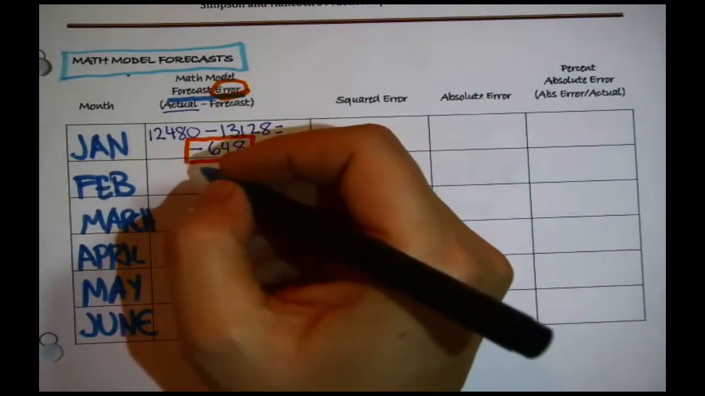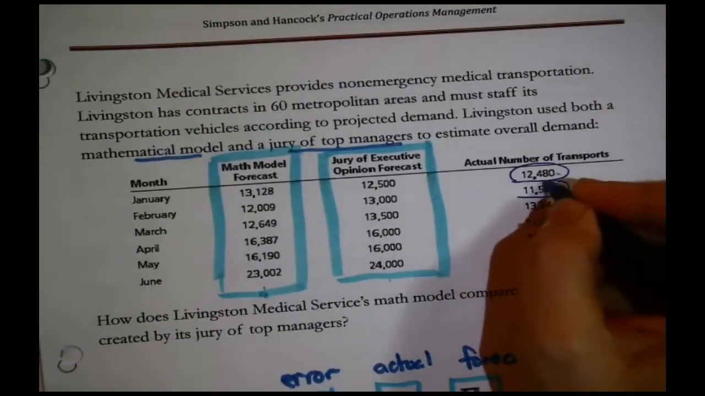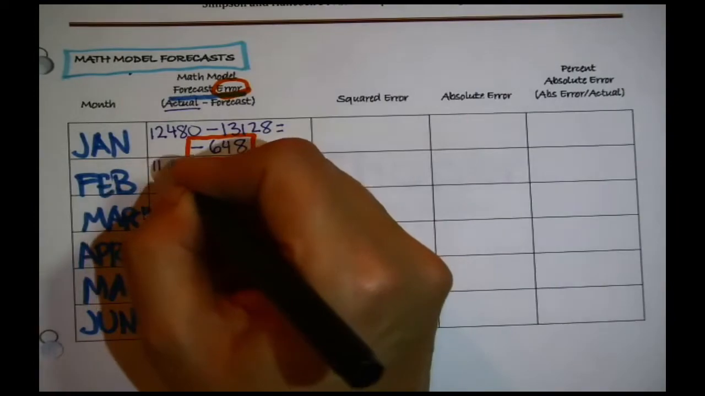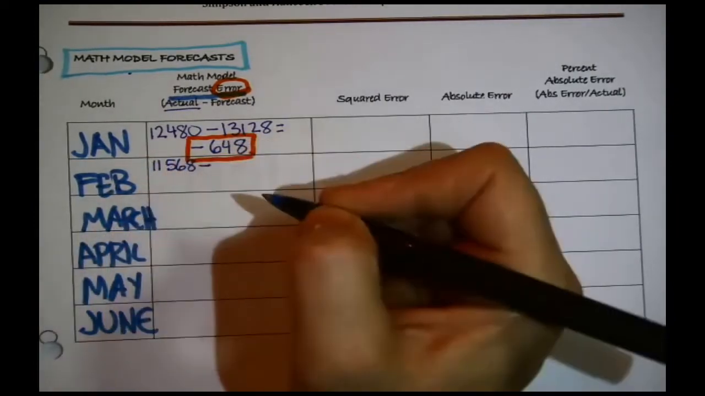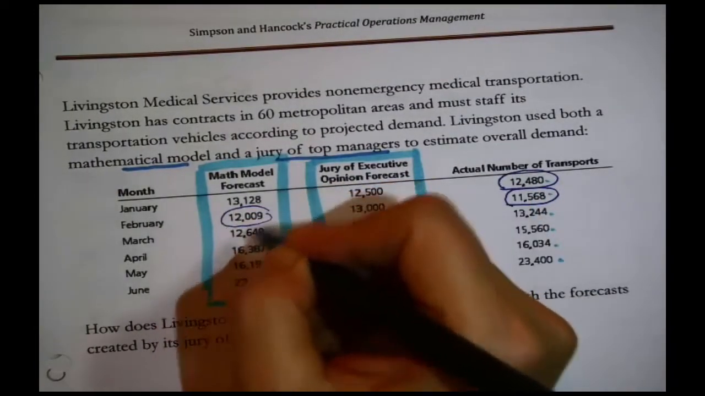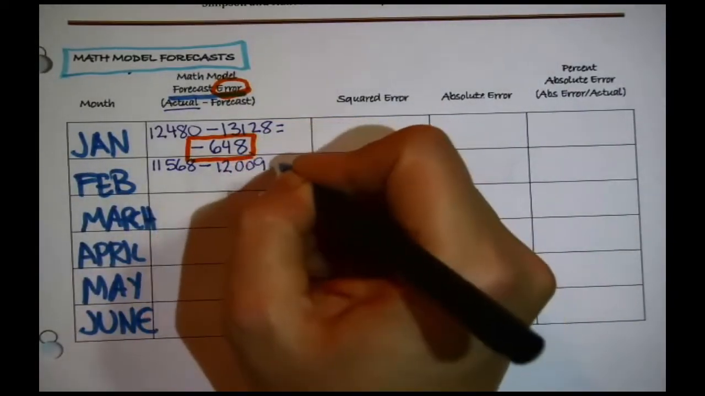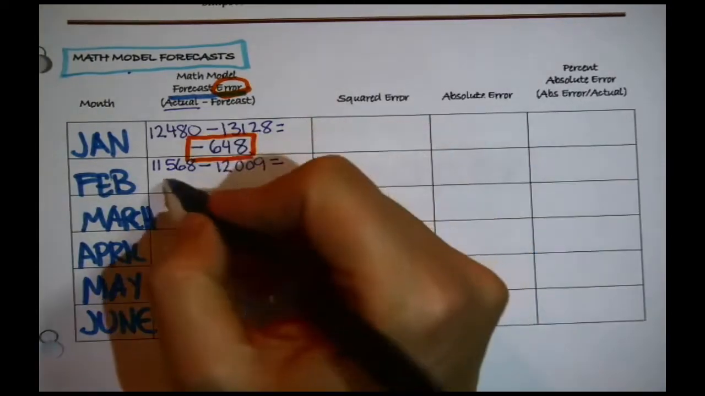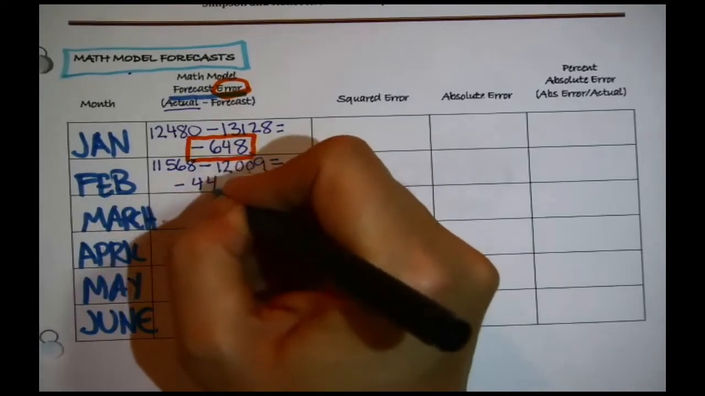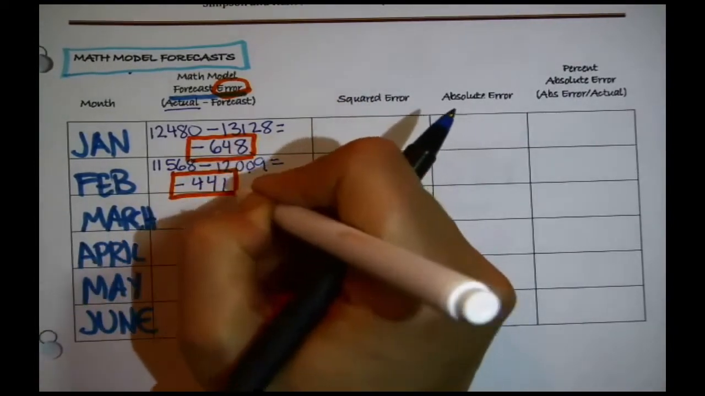Okay, February. What actually happened in February? We are told that they actually had 11,568 transports. The math model in February, what did they forecast? Well, that's 12,009. I just copy that number over. So I say 11,568 minus 12,009. Here I get a negative 441. That's the error in the math model's forecast for February.